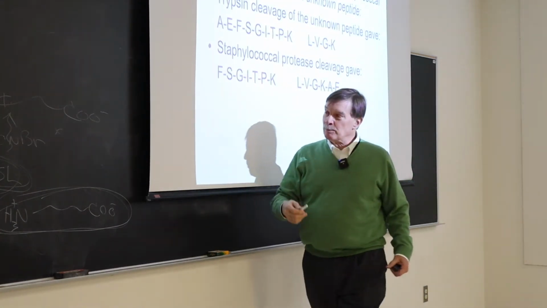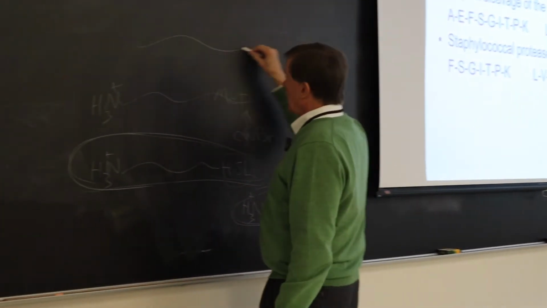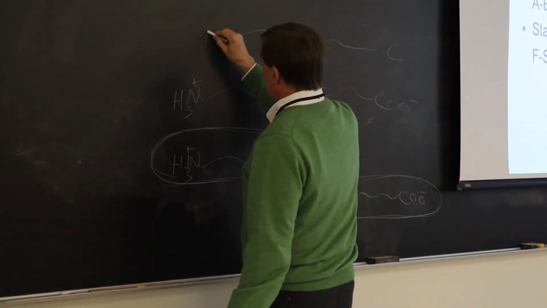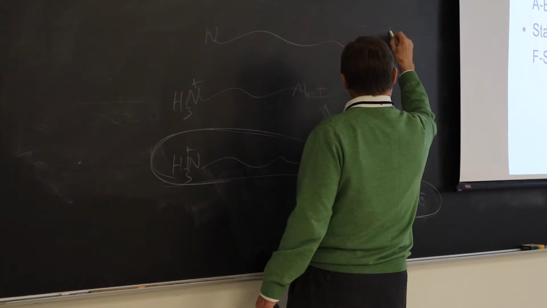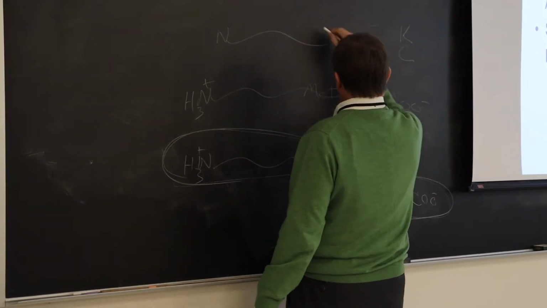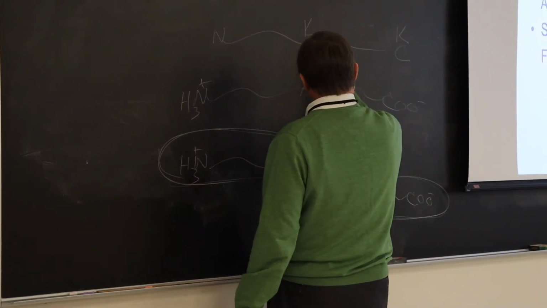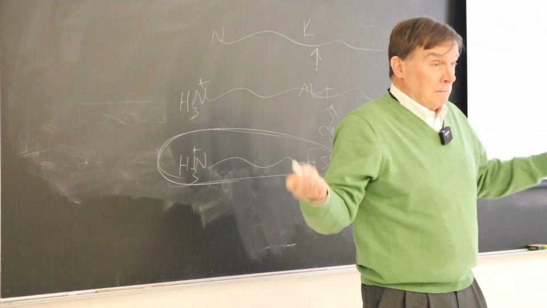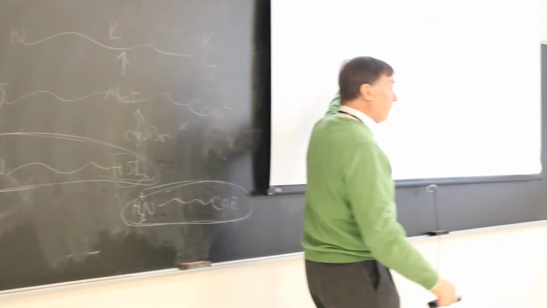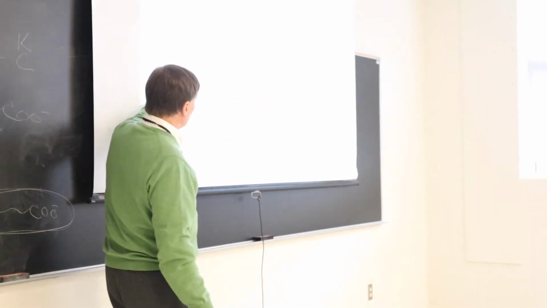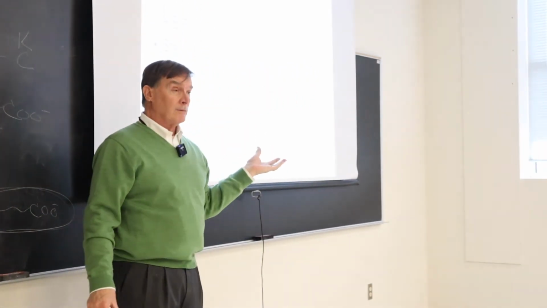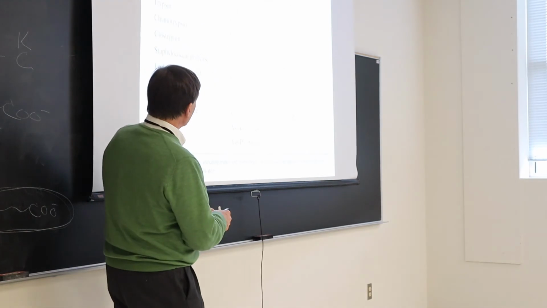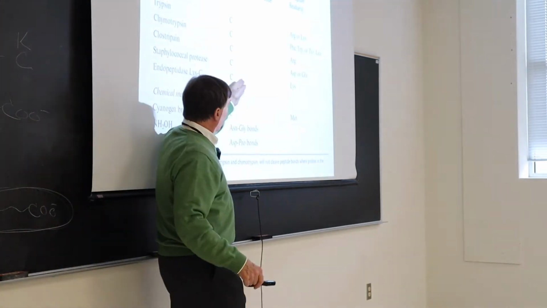So you had a protein like that, where this is a K, and there's a K in the middle. So you cleave and you get this, and they both got Ks at the end. So now what? So you do a different cleavage. You use staphylococcal protease, which cleaves where? Go back to our table. Where does staphylococcal protease cleave?